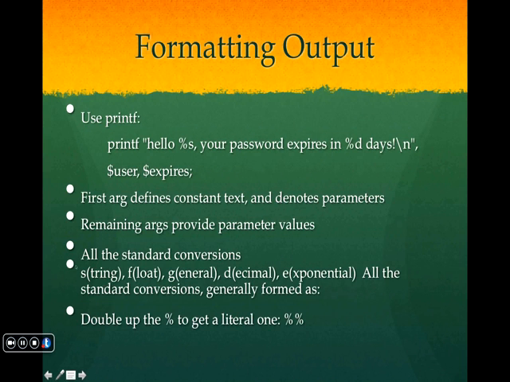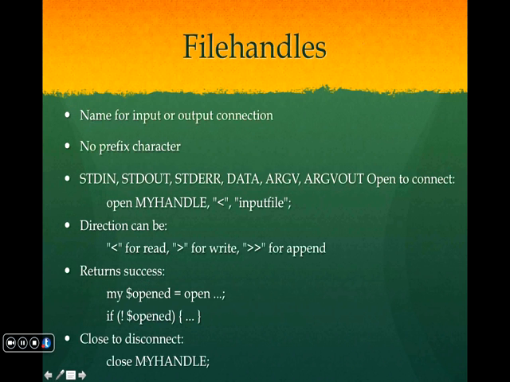So here, for example, I'm going to print hello, and then we'll wait for the string to print it out, then your password expires, and then wait for a decimal. Even if I give it 4.9, for example, it will truncate it for me and print only the 4 and then the days. Just to note here, if you really want to print the percentage sign in your output, you don't use percentage backslash, which we think should be the typical way, like we use \n. Actually in Perl you have to use double percentage.